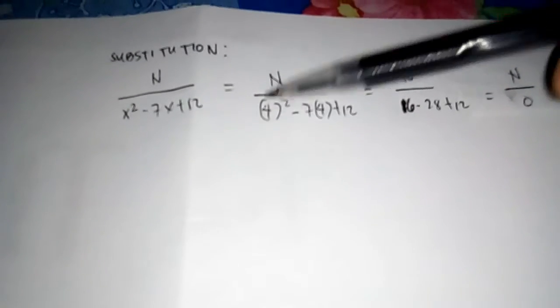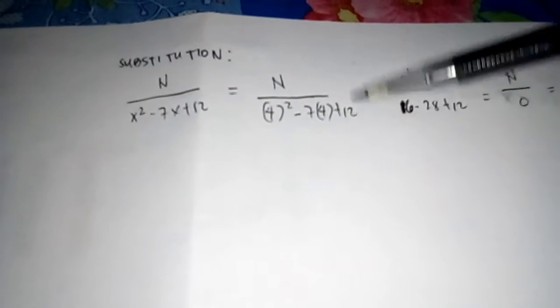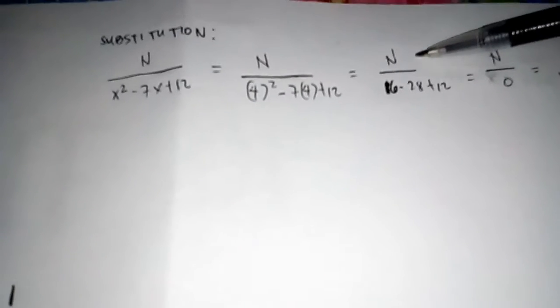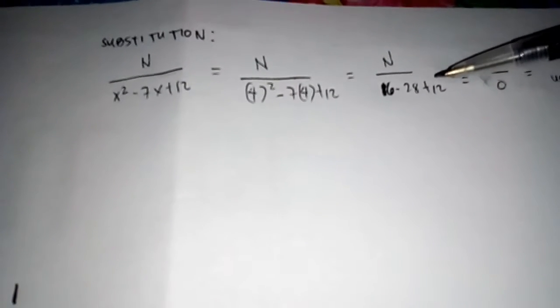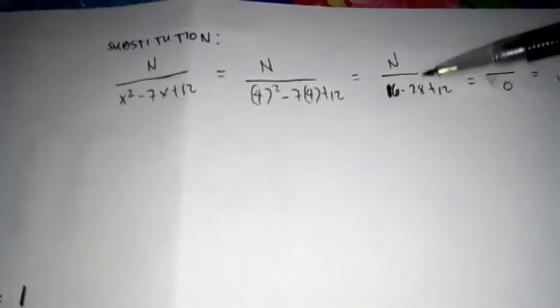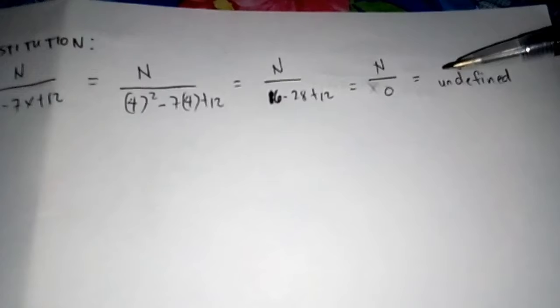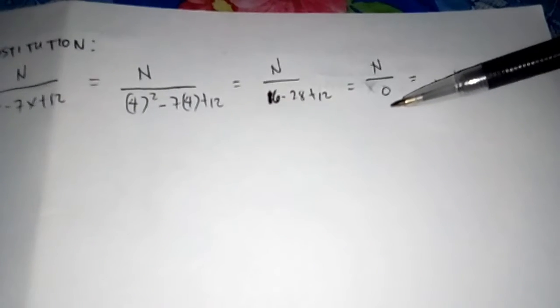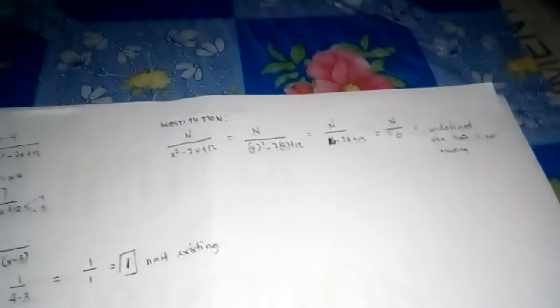So the numerator over 4 squared minus 7 times 4 plus 12. 4 squared equals 16, minus 28, plus 12. So the numerator over 0. If the denominator is equal to 0, then it is undefined. So if the denominator is undefined, therefore the limit does not exist.